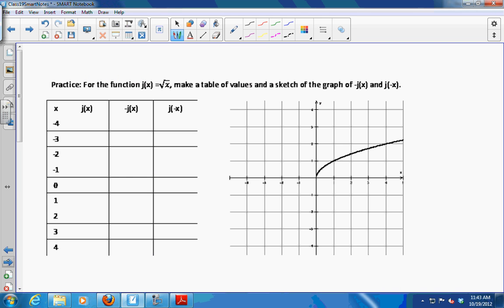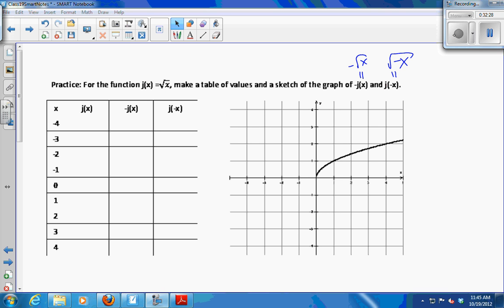Okay, so now that you know the rules about how to transform when negatives come into the equation, I want you to sketch graphs of negative j of x, which is negative square root x, and j of negative x, which is the square root of negative x. I gave you a table. You can use it if you want, or you can just go right to the sketch.